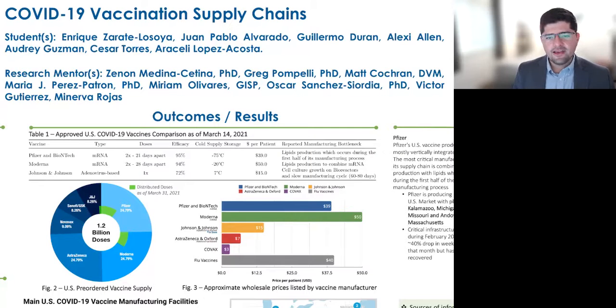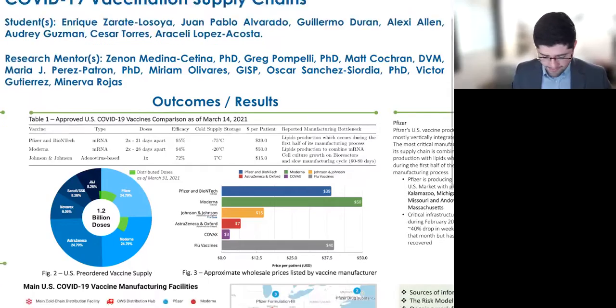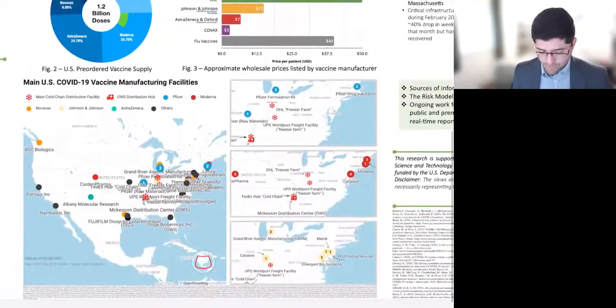The pie chart on the left shows the total pre-order available supply for the United States compared to the share of distributed doses as of March 31st. And on the right-hand side, you could see the approximate wholesale prices per patient for the leading vaccines compared to the flu vaccine price for those that are uninsured in the United States.